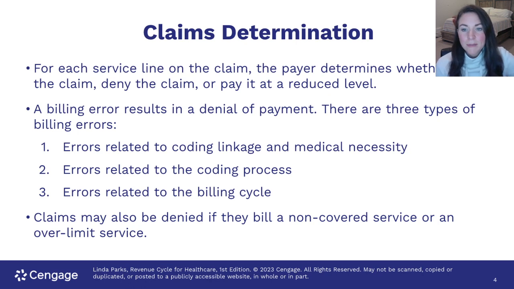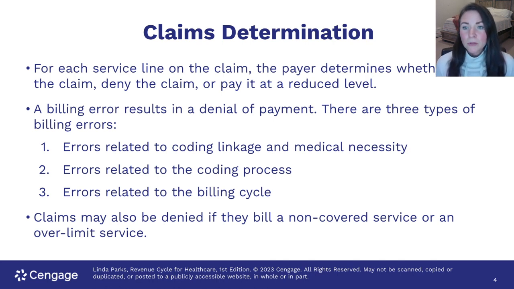So on a claim, there are usually several different service line items. Everything a patient has done to them will pretty much be on a separate line item. So lab work, medications, x-rays, etc. For each of these line items, the payer can either pay it, deny it, or pay it at a reduced rate. Okay? So they can pay for some line items on a claim and deny others, or vice versa.